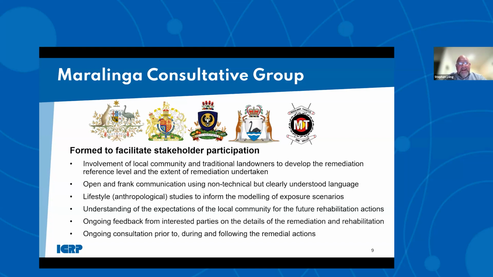And it, as I said, was formed to facilitate stakeholder engagement and to develop what the remediation strategy should be, what the reference level should be, and the extent of the remediation. Importantly, the involvement of the Maralinga Jarrattja enabled really good access to lifestyle studies to inform the modelling of the exposure scenarios, and also importantly, understand the expectations of the Maralinga Jarrattja for the remediated site. What did they want out of it? What was going to be the end state that suited them?